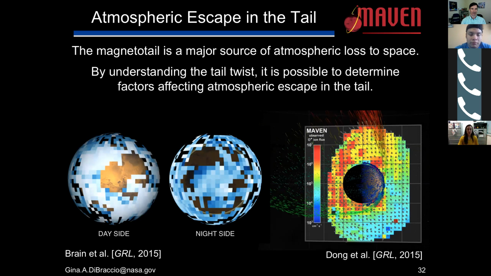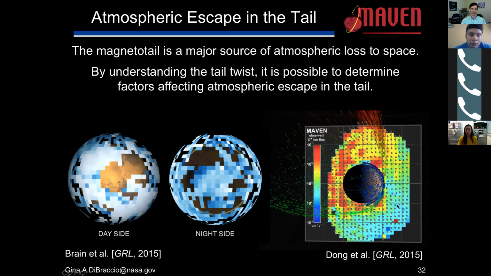And so if you look at the general trends, you'll see on the day side, there tends to be whiter colors, light blue colors, but if you see on the night side, there are darker colors there. So this is telling us that more of the atmosphere is escaping on the night side towards the tail, which means that the magnetic tail is helping to allow these particles to escape from the Martian atmosphere.